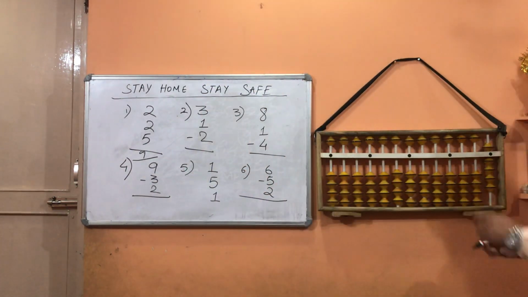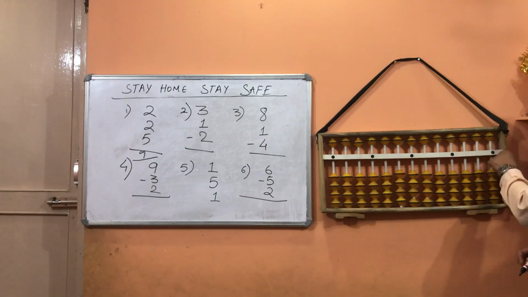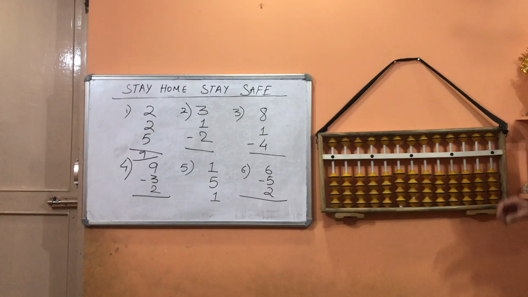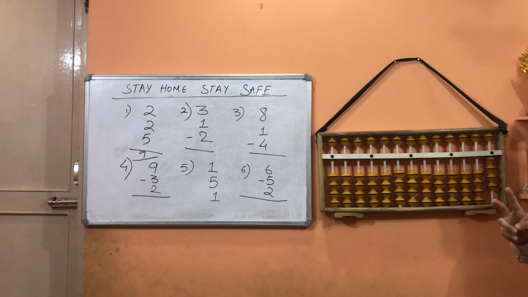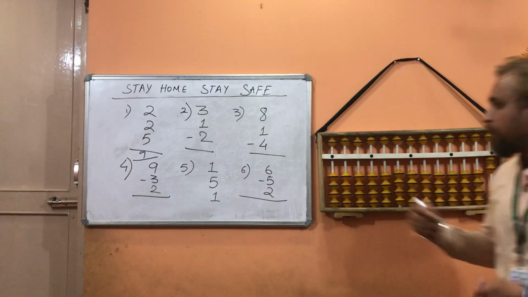Let's do the second question. 3, 1 minus 2. 3, 1. So we have to bring 1 bead. 1 and minus 2. We have to remove 2 beads now. So move them from the downside. 1, 2. So what is the answer? 2. Correct.